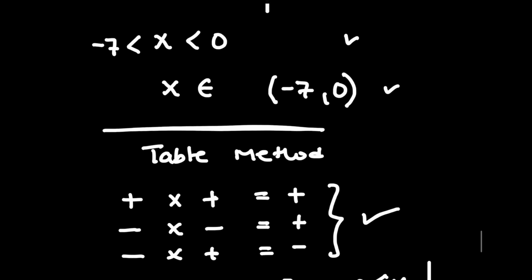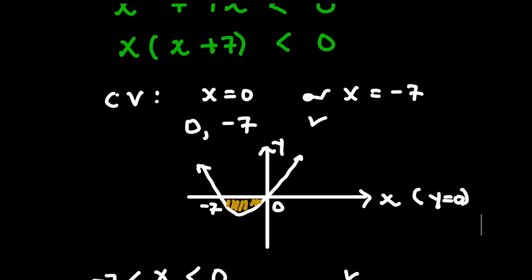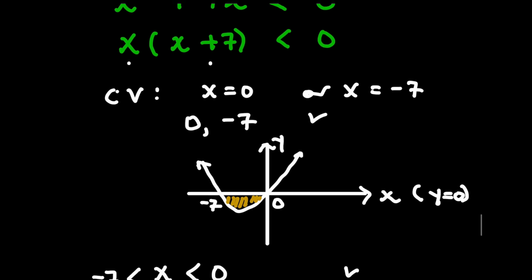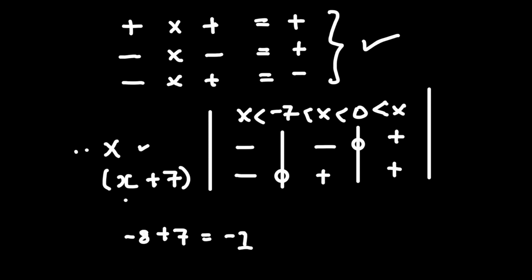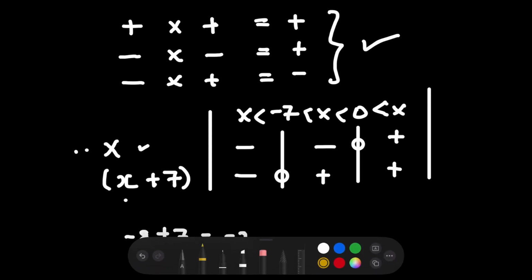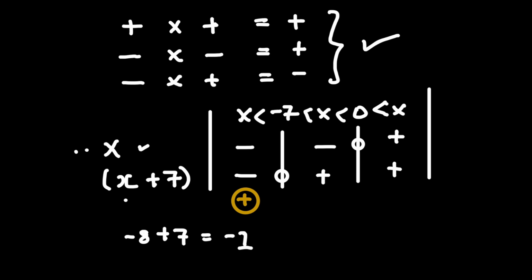Now we're going to multiply these. We've got two portions that are multiplying each other. They should give a value that is less than 0, or a negative, right? So now let's multiply. A negative times a negative is a positive. A negative times a positive is a negative. And a positive times a positive is a positive.